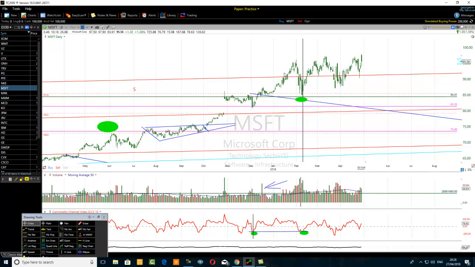So we bought it here. It went up all the way here. Now it pulled back to retest it here. Now we have again a surge in trading volume and the CCI forming a double bottom chart pattern. Did it go up? Yes.